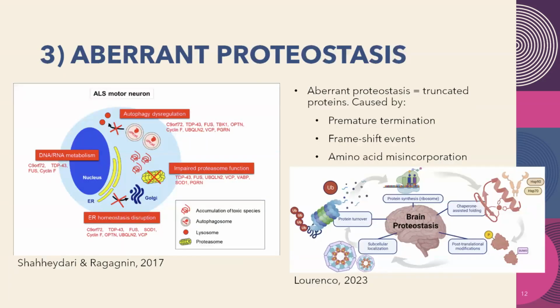Okay. So the third hallmark is aberrant proteostasis. This happens with the malfunction of proteins, and it's a more broad hallmark, because they're not in their optimal state for functionality. This can happen via premature termination. This can happen with wrongly mediated proteolysis of specific proteins.